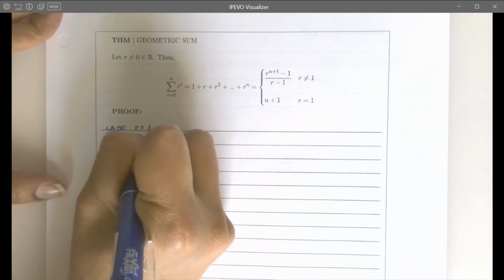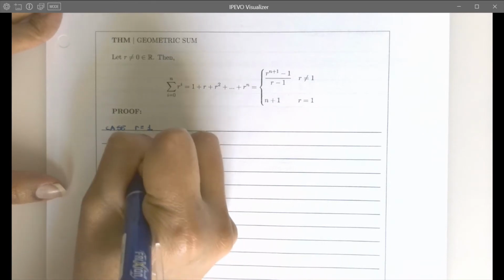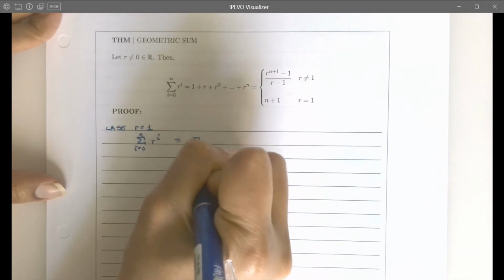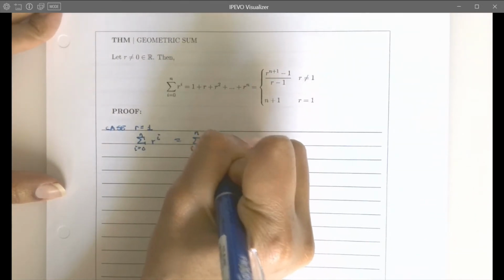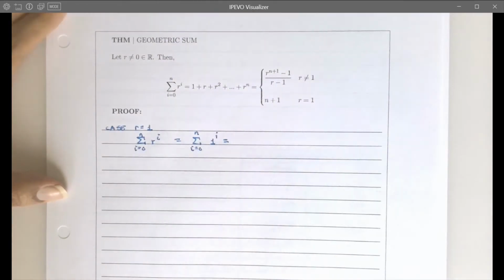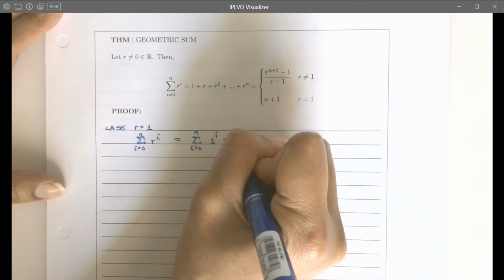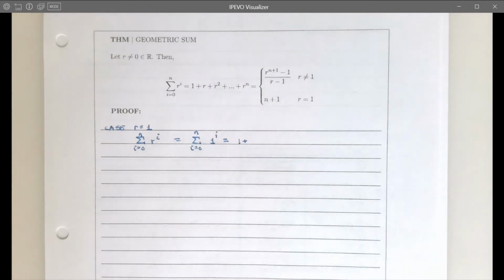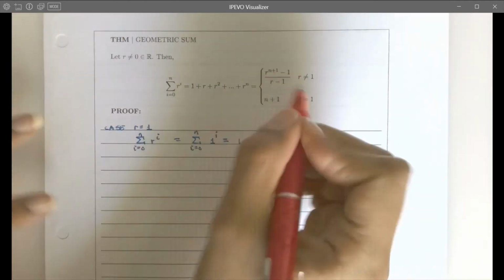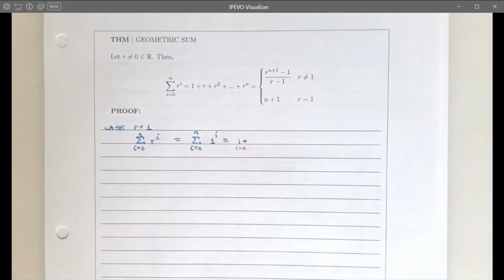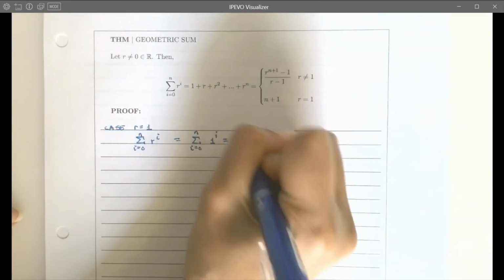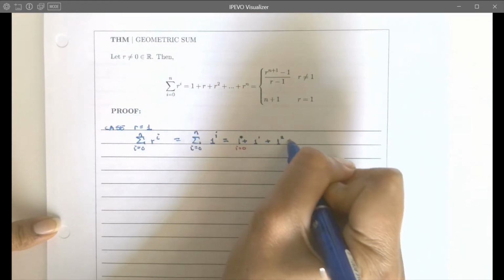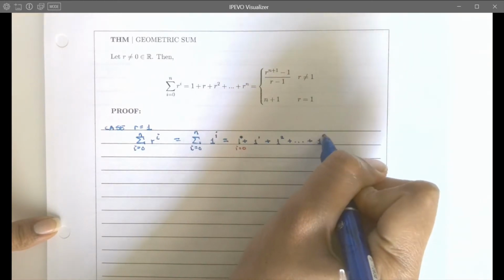If R is equal to 1, then the sum from I equals 0 to n of R to the I becomes the sum from I equals 0 to n of 1 to the I. Right? So if we were to write this out using just the sum, we would have a 1 for the case when I is equal to 0, because we would have a 1 to the 0, plus a 1 to the 1, plus a 1 squared, plus all the way down to a 1 to the n.